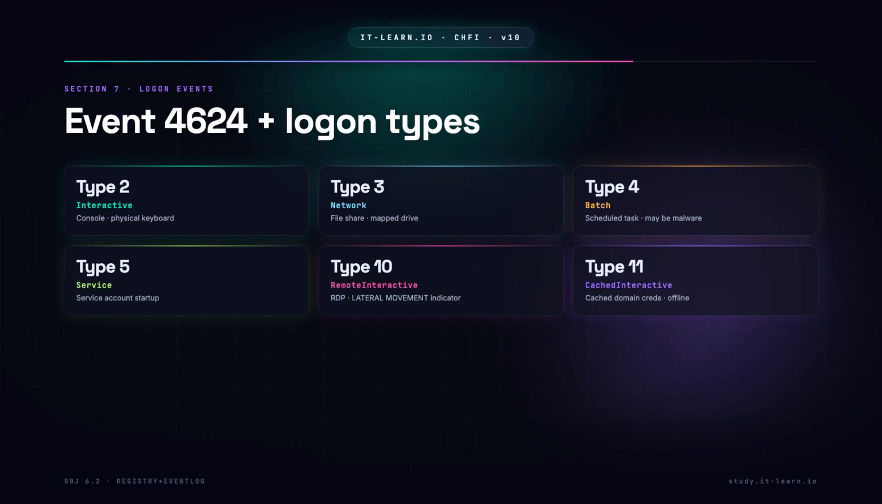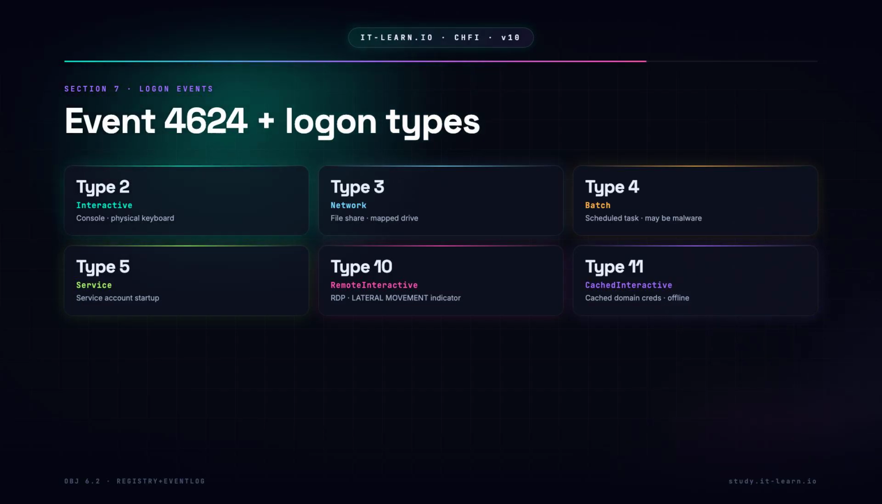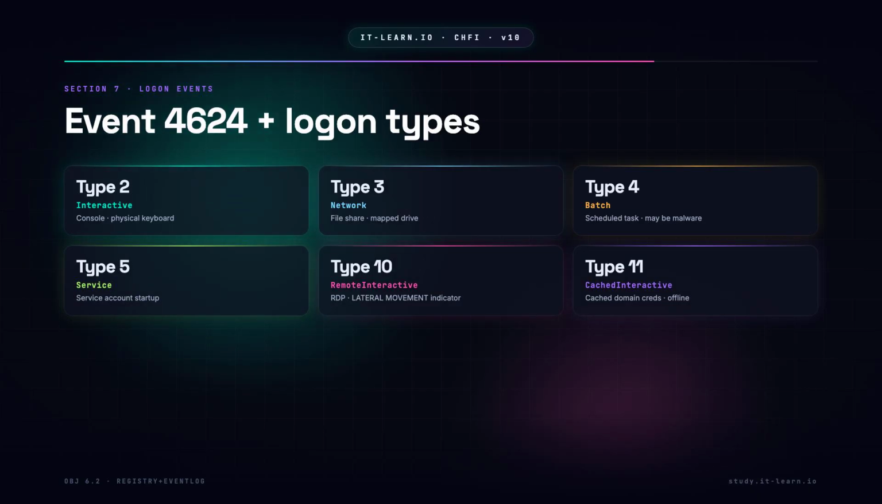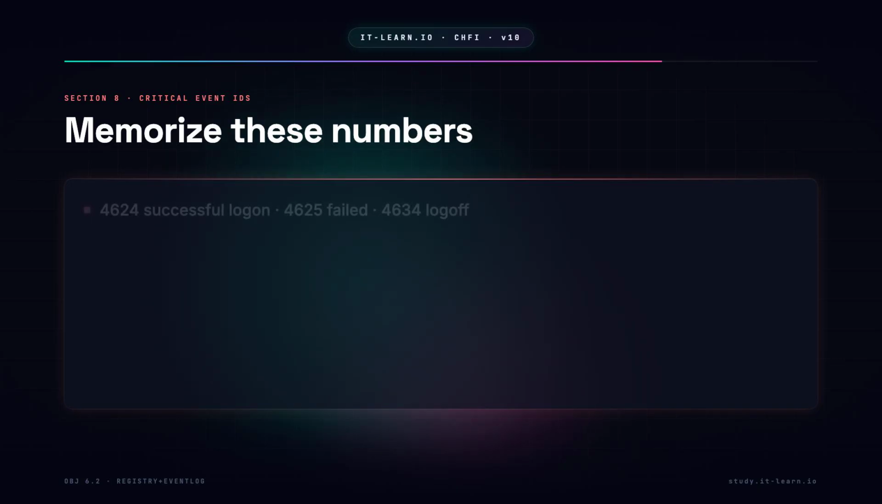Type 8, network clear text, credentials sent in clear text, IIS basic auth. Type 9, new credentials, runas /netonly. Type 10, remote interactive, RDP, Terminal Services, critical, lateral movement indicator. Type 11, cached interactive, cached domain credentials, offline. Then the process and account events. Event ID 4688.